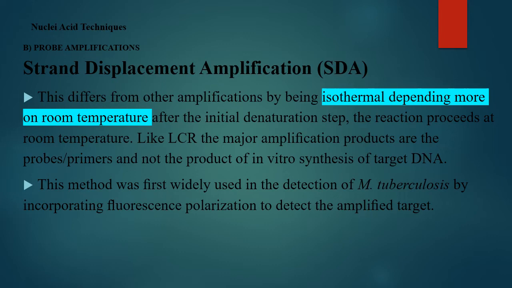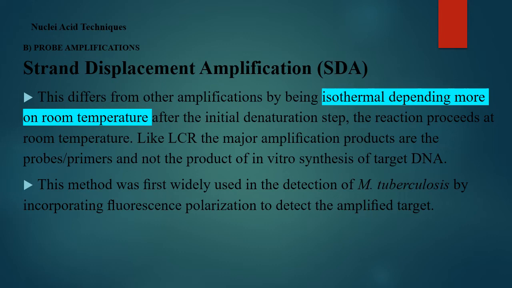Like in LCR, the major amplification products are the probes, because at this point we are dealing with probe amplification. So what we are amplifying are the probes. Earlier we were talking about targets. Now we are talking about probes. So the major products are the probes or the primers, and not the product of the DNA target.